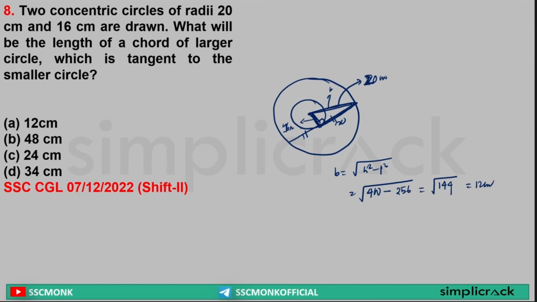Now, you should not hurry here, because 12 centimeter is this side. Also, I have to take care of this side. So 12 into 2 is equal to what? 24 centimeter, and that is the length of the chord. Option C. Clear? You should not make silly mistakes like this.